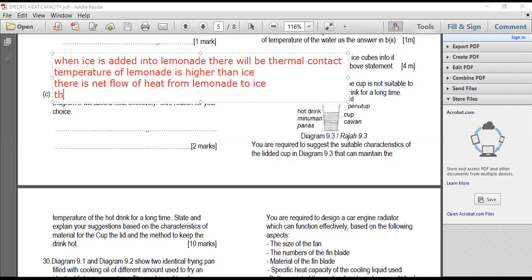So there's a net flow of heat from lemonade to ice. This causes the temperature of lemonade to drop. That means the lemonade will cool down. Or you can say this causes the temperature of lemonade to decrease.